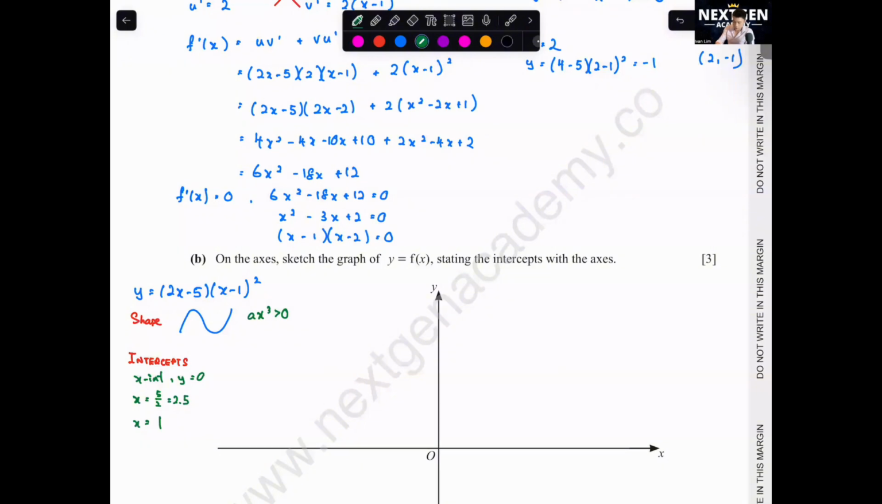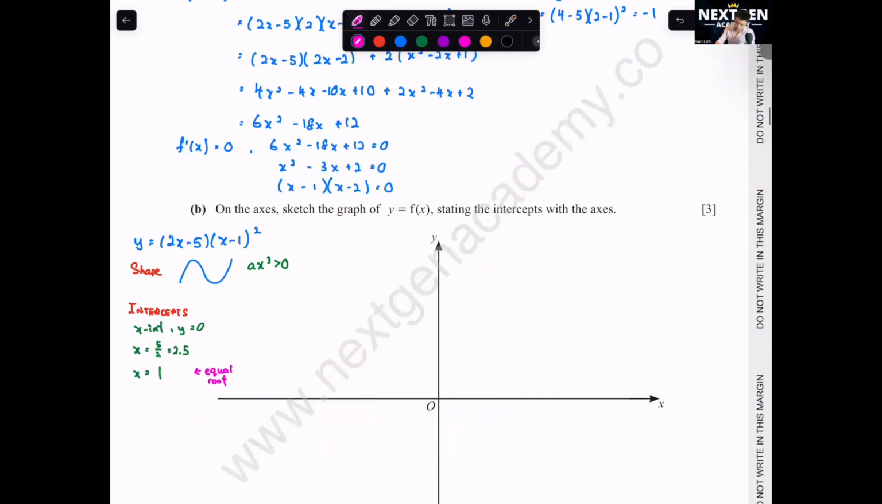Okay, we need to know that this is the equal root. Why is it an equal root? Because there's a square at this factor here. Equal root means that the graph will just touch. Will just touch the axis only. So at 1, it will touch, then after that, it will reflect back to the other direction. Okay, what is the y-intercept?